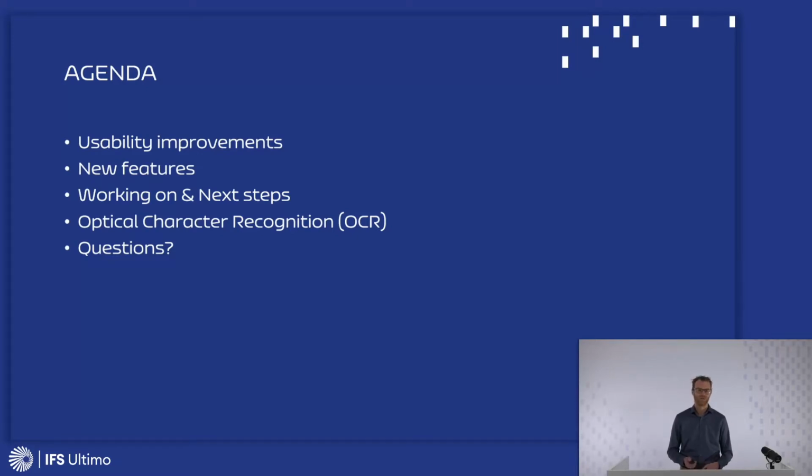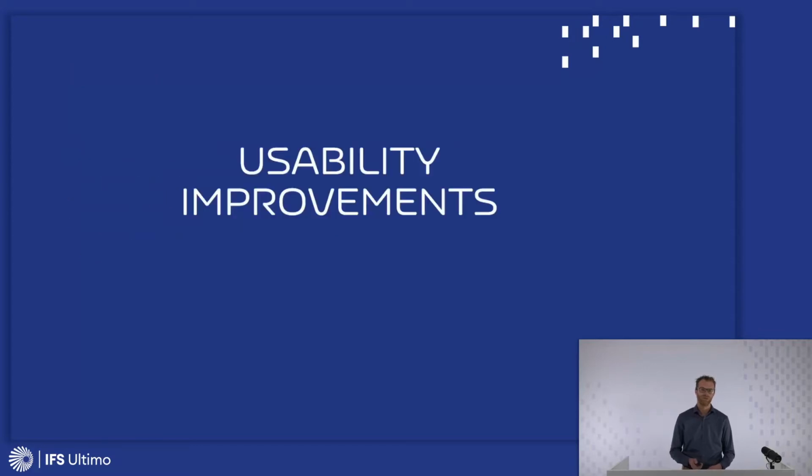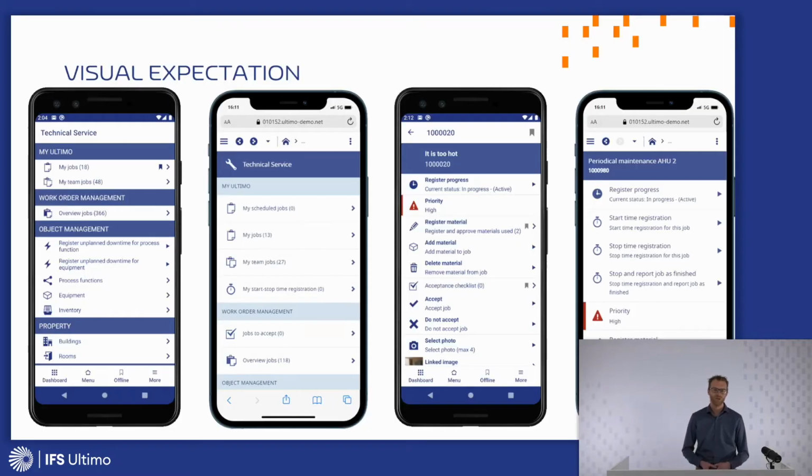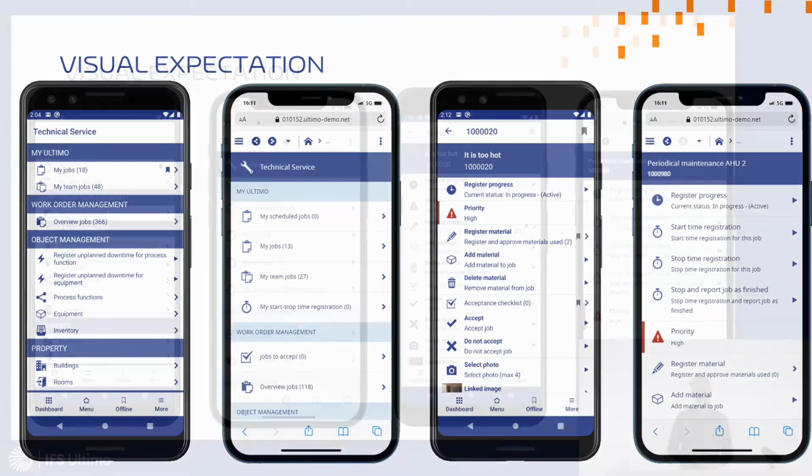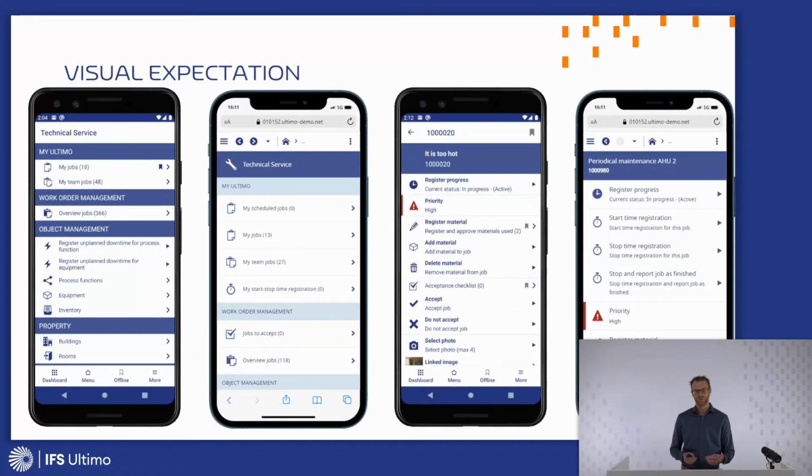So let's start with the general usability improvements. The first one is about the visual expectation. About a year ago, I gave an update about the Ultimo Go Plus app. And here we've changed the UI. So on the items like opening a list, we've added an open arrow so the user knows upfront what to expect. Because there's also another option that you can start an action, so a dialog will appear on your screen. And here we've added the closed arrow.